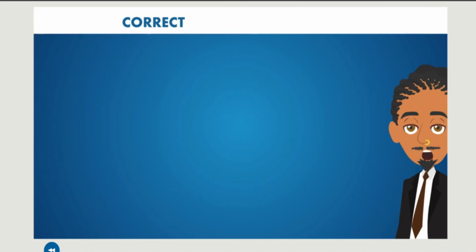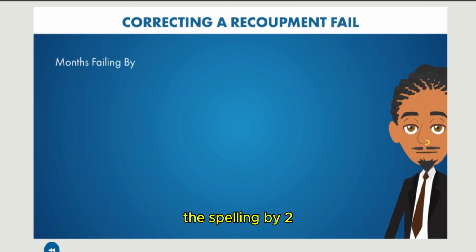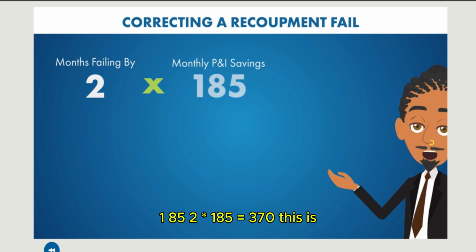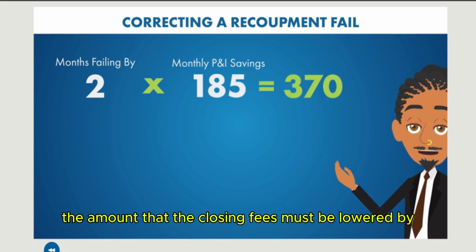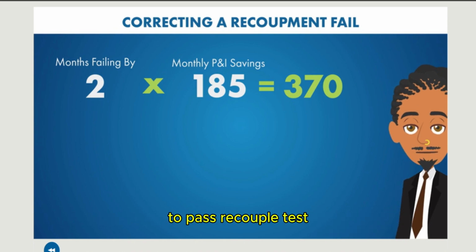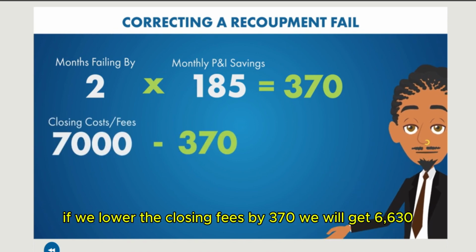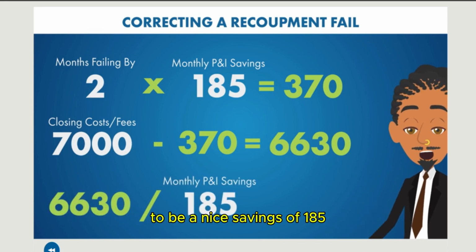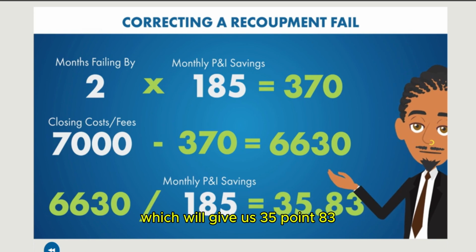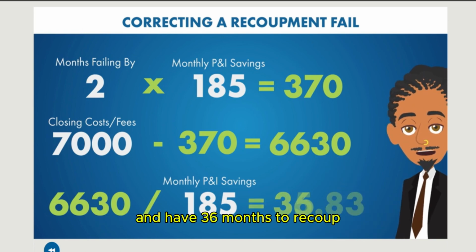We will multiply the number of months the test is failing by, 2, by the monthly P&I savings, 185. 2 times 185 equals 370. This is the amount that the closing fees must be lowered by to pass the recoupment test. If we lower the closing fees by 370, we will get 6,630. We can now divide this by the monthly P&I savings of 185, which will give us 35.83. We will round it up to the next whole number and have 36 months to recoup.